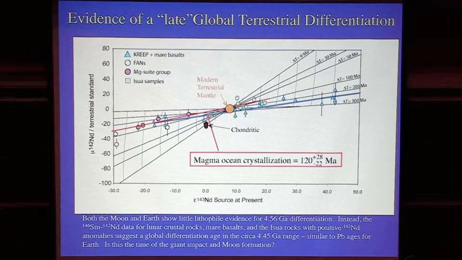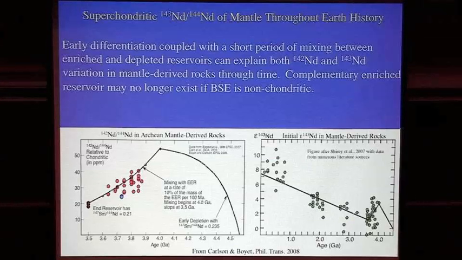You don't get 4.55 ages for. All right. Now this, again, Michael, this is the answer to your question. So I mentioned earlier on that you do see 142 neodymium variation in terrestrial rocks, but only in really old ones. So here's a plot of age, and here's the actual data.